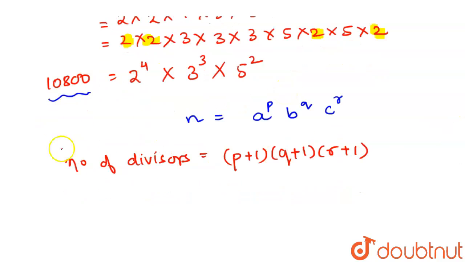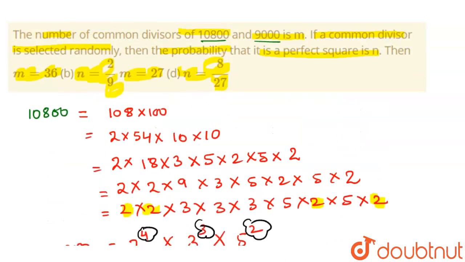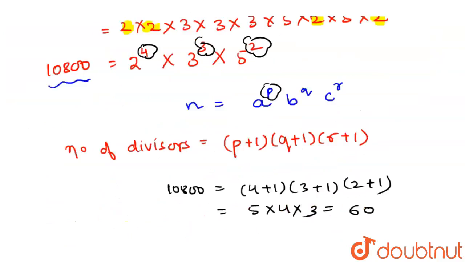So for this number, 10800, the power p is 4 here, then q is 3 and r is 2. So 4 plus 1, 3 plus 1, and 2 plus 1. It will give us 5 into 4 into 3, which is 60. Now similarly you find out the factors of 9,000, right?